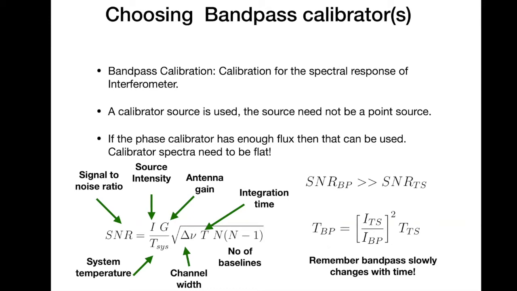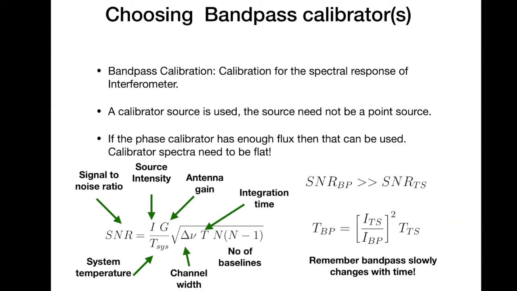Why do I want to reduce the time on the bandpass? It is because your telescope has given you a time of, say, 10 hours to do the entire observation, and you may choose to observe your calibrators for 9 hours. You have only 1 hour of data which is of importance to you. You don't want that. You want to observe the calibrators for as short a time as possible and want to observe the target for more time. So you should choose a bandpass calibrator which has large intensity, which will reduce the time that you have to spend on the bandpass.